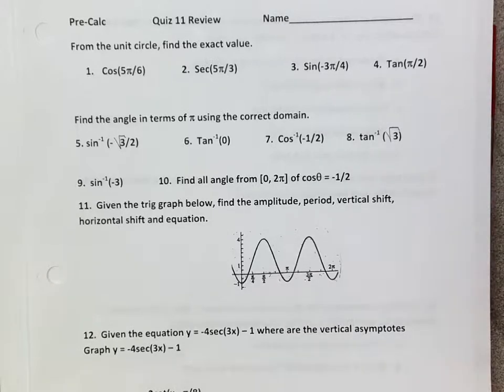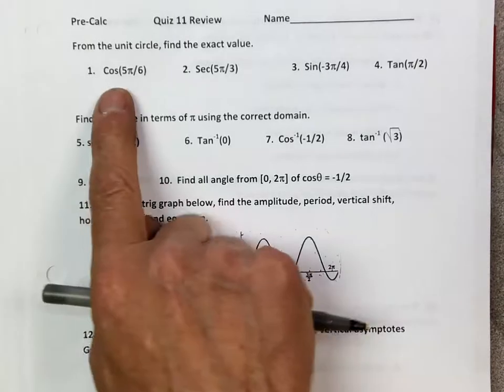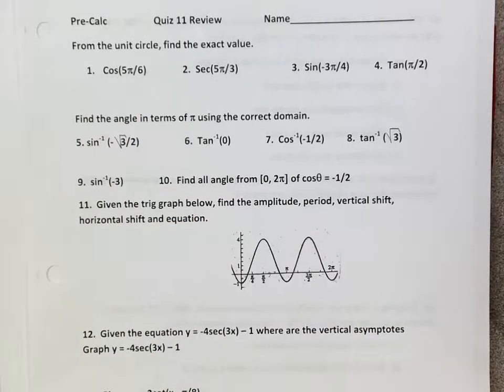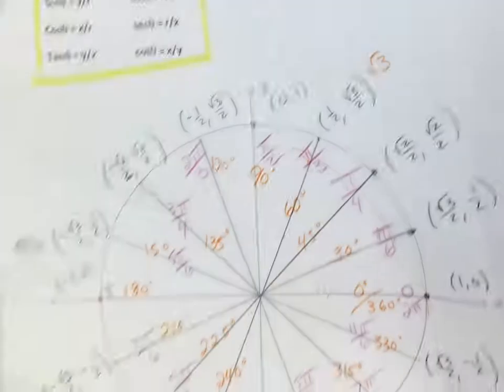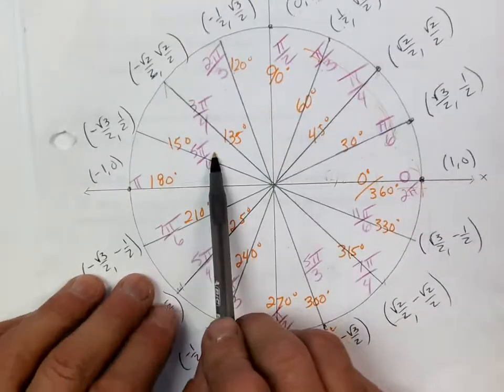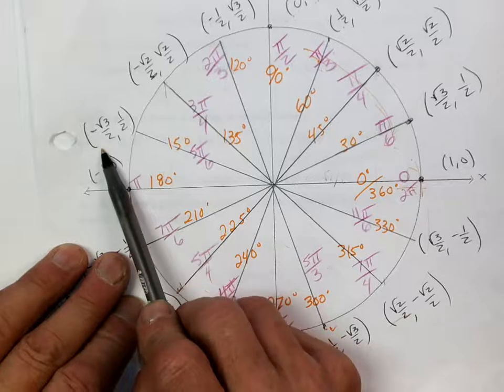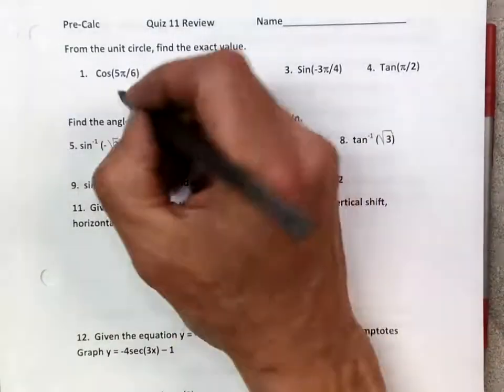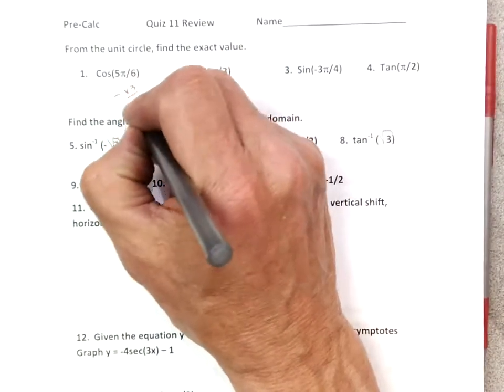Okay, today, review. So it's unit circle review, chapter 11, and let's take a look at how we do this stuff. So first of all, cosine's the x value, right? Everybody knows that. Of course you know that. Go to 5 pi 6, which is right there. The x value is negative square root of 3 over 2. That is the answer. Easy.